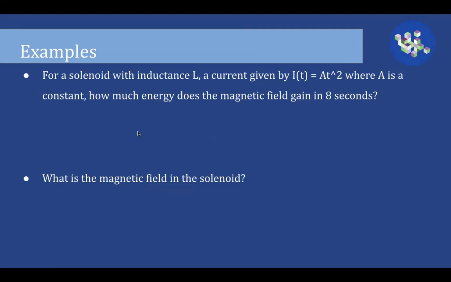And just some important things to remember. U equals L I squared divided by 2. And you also have that rho B equals your B squared divided by 2 mu 0. So maybe a few minutes to do this and we'll go over it.